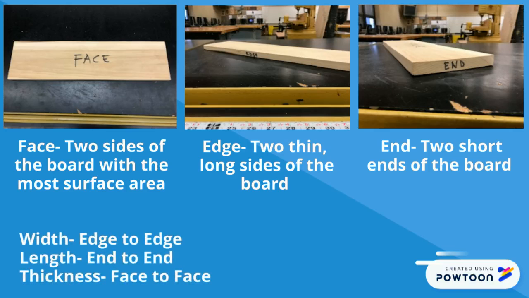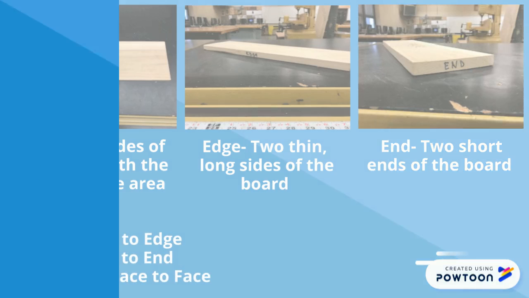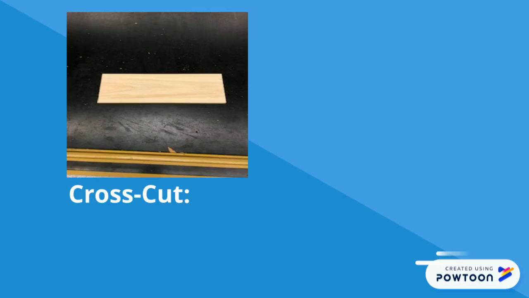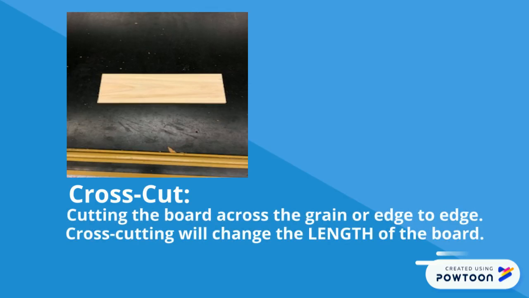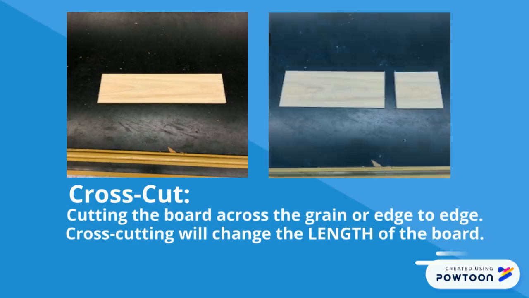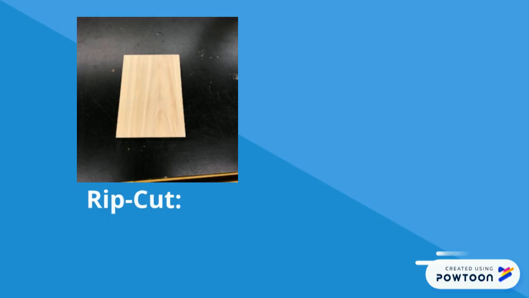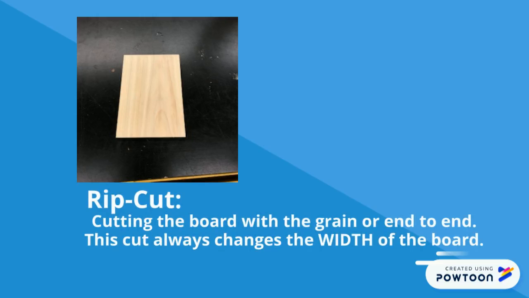When we calculate width, we measure from edge to edge, length is end to end, and thickness is from face to face. A crosscut is a cut across the grain, or from edge to edge. Cross-cutting will always change the length of the board. A rip cut is a cut with the grain, or from end to end. A rip cut allows us to change the width of the board.